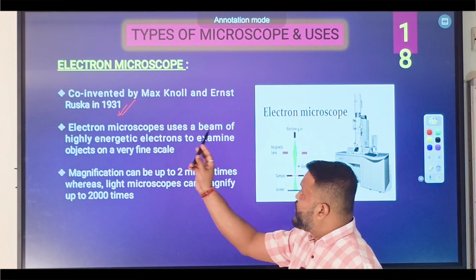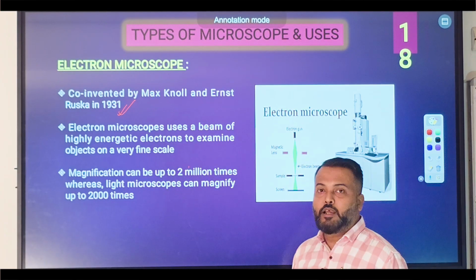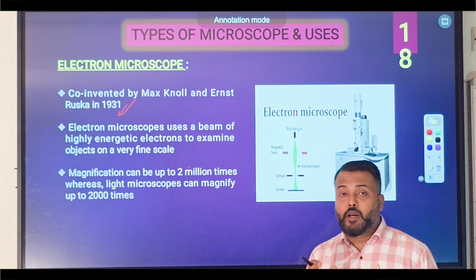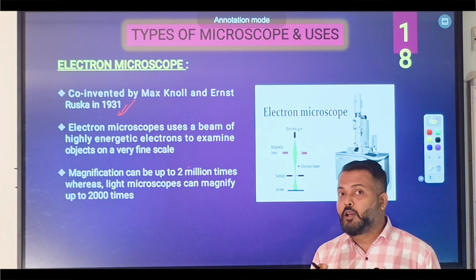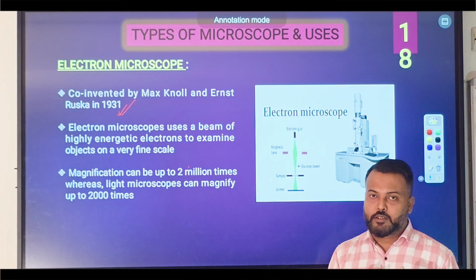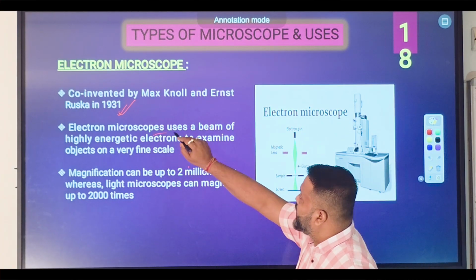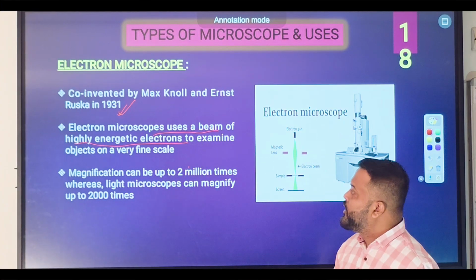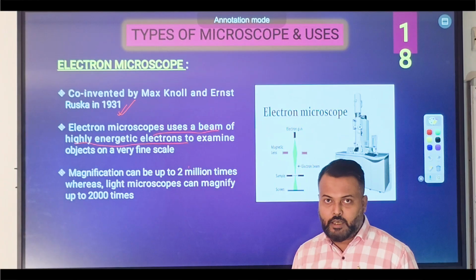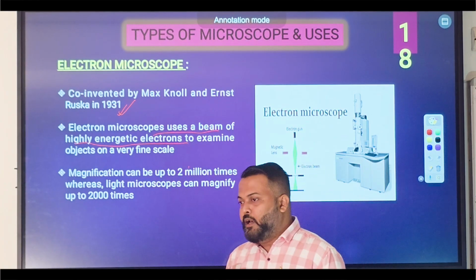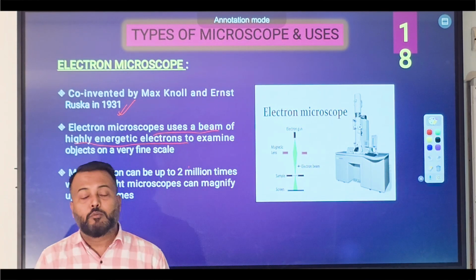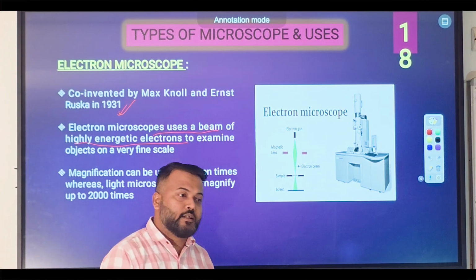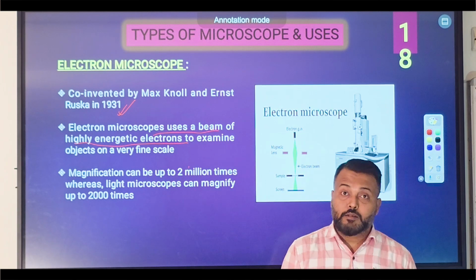Electron microscopes use a beam of highly energetic electrons. As I have already told you in the first class itself, these electron microscopes never use light as an illumination source. Mind it and remember this. They use a beam of highly energetic electrons to examine objects on a very fine scale. So when you see an image with the help of an electron microscope, it will provide a very fine quality image of very minute structures or very minute organisms, even viruses.